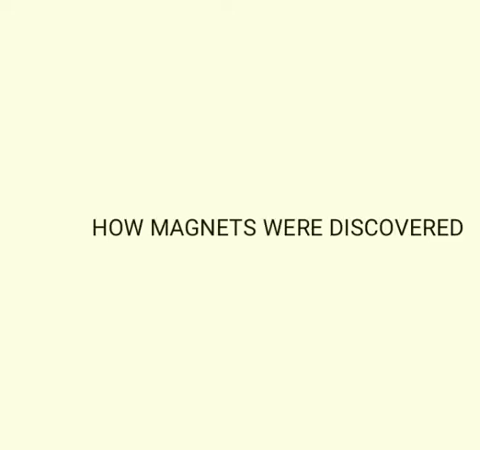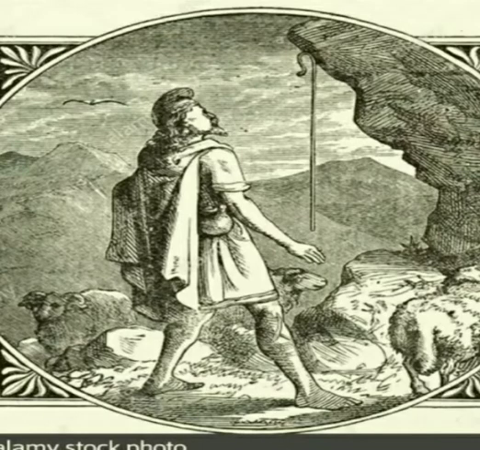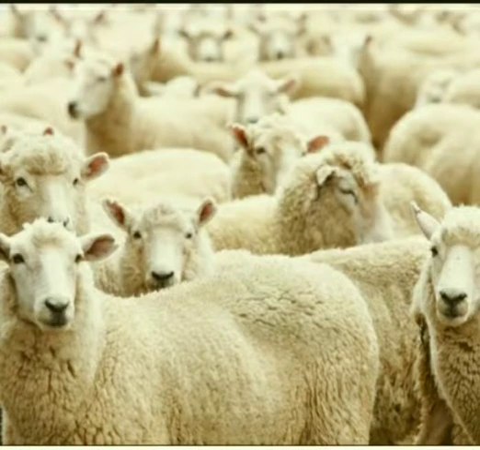Now let us see how magnets were discovered. It is said that there was a shepherd named Magnus who lived in ancient Greece. He used to take his herd of sheep and goats to the nearby mountains for grazing. He would take a stick with him to control his herd. The stick had a small piece of iron attached at one end.